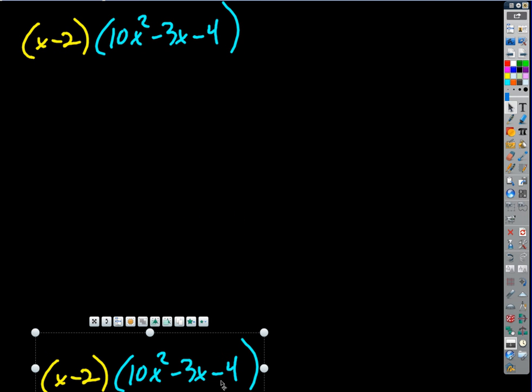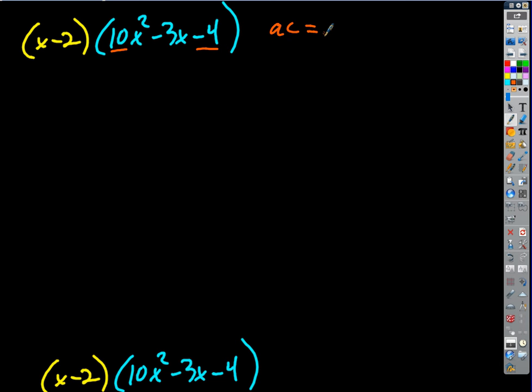So method one, what if we just apply bottoms up? Okay, so we know for bottoms up, we've got a 10 and a negative 4, A and C. So A times C is what? Negative 40. B is negative 3. So can you think of numbers that multiply to negative 40 and add to negative 3? Negative 8 and 5, right? Good.